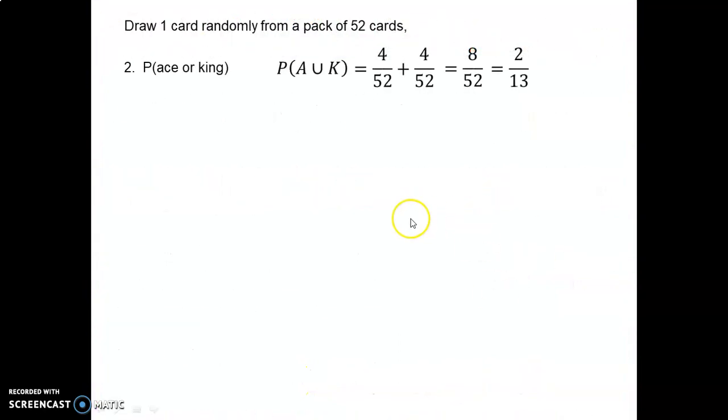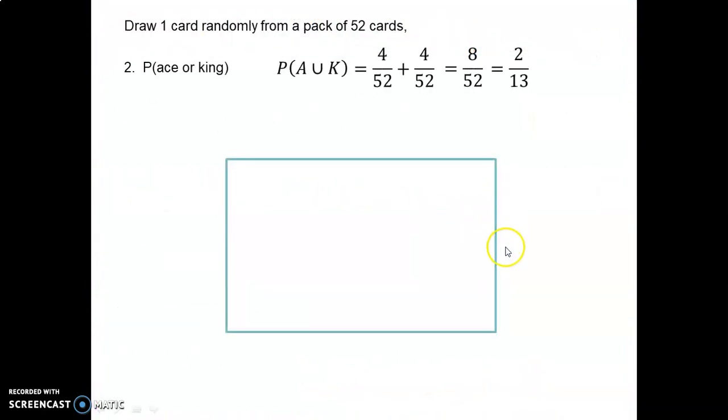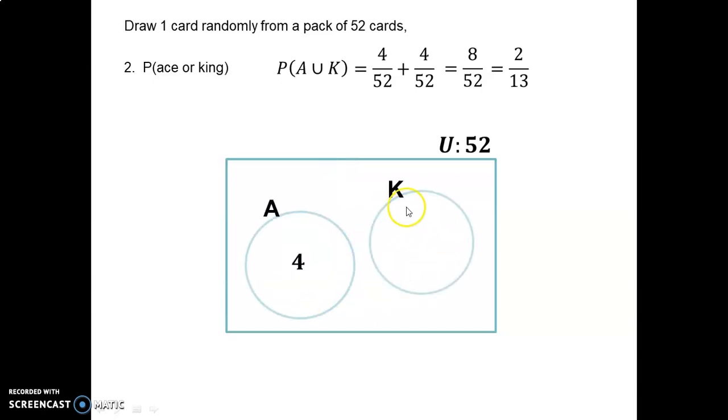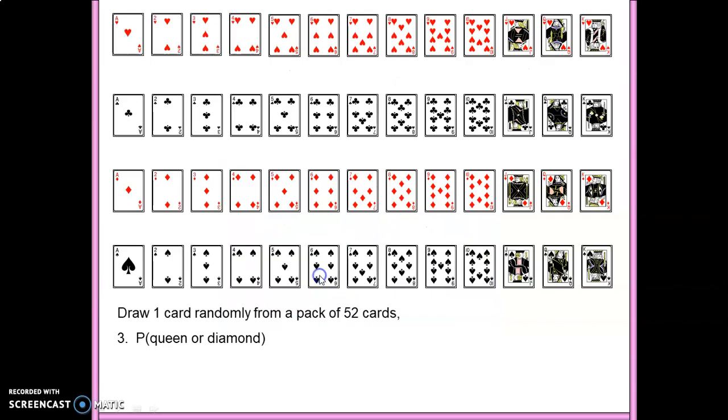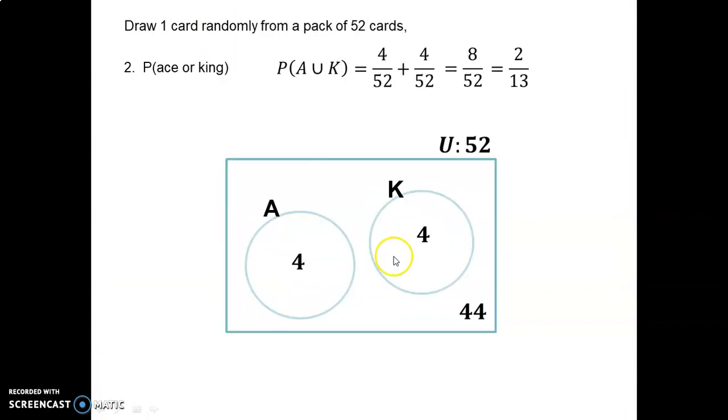All right, let's do that one as a Venn diagram because it's a little bit different than the last one. We have a universal set of 52 cards. In that universal set, we have aces, which are 4 of them, and we have kings, which are also 4, meaning there's 44 other cards. But in total, again, no overlap because a card cannot be an ace and a king at the same time. But we have a total there of 8 out of 52 cards that are aces or kings.